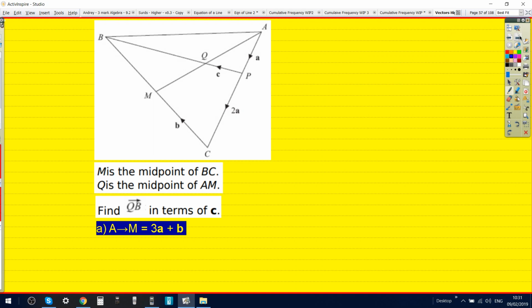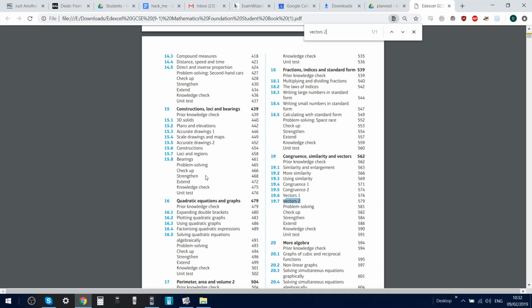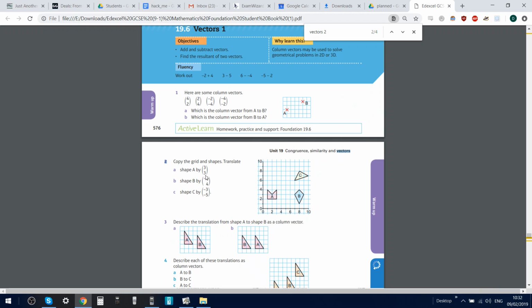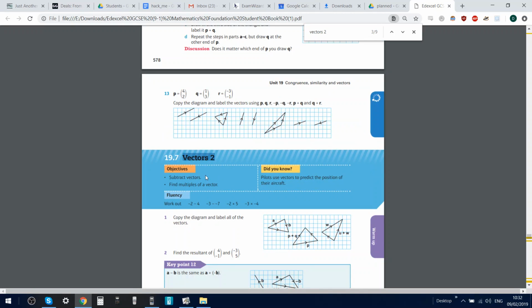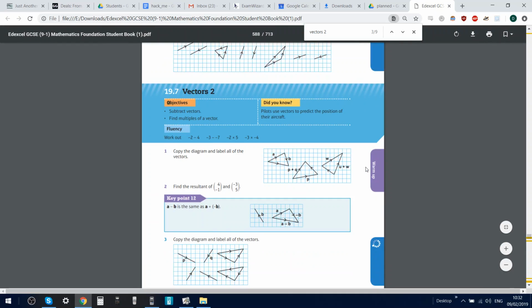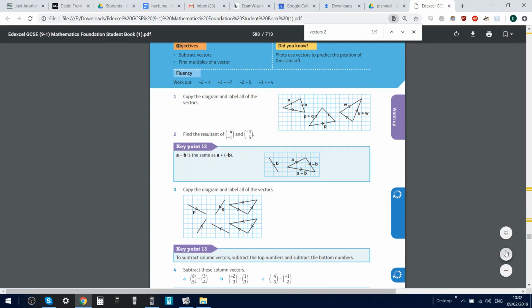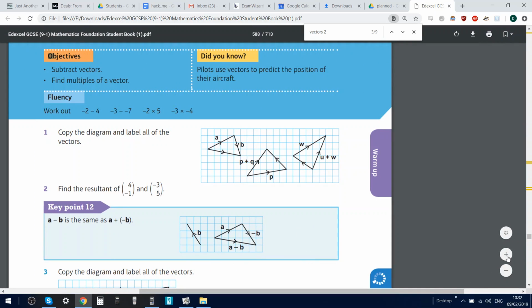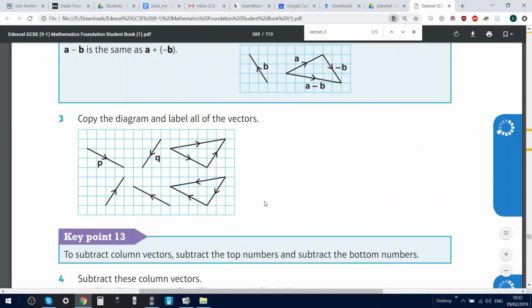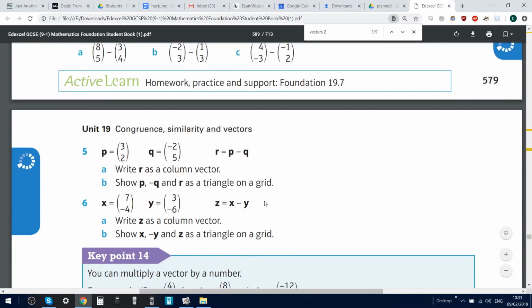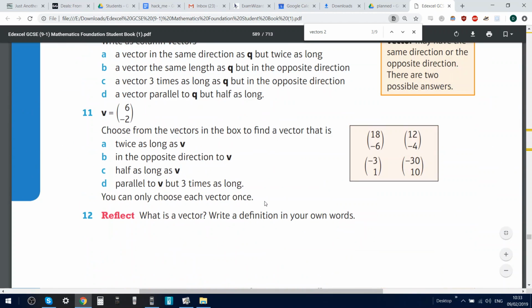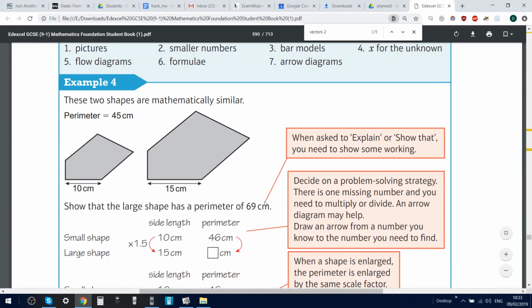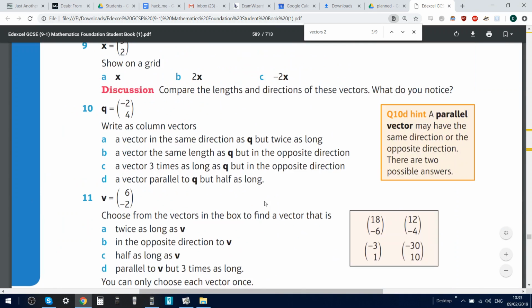Vectors are as tough as they get. Let's see this one. So now there we go. Vectors 2. I recognize these. Okay, so that was warm up. All of that. Multiplying vectors. Okay, so that's what they call vectors 2.